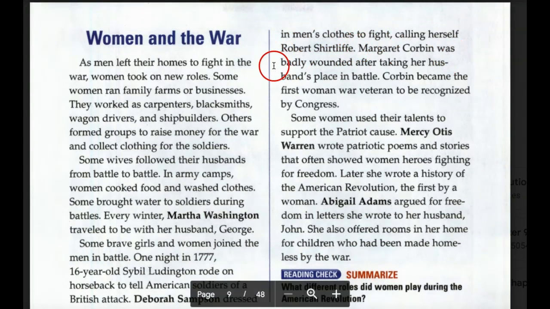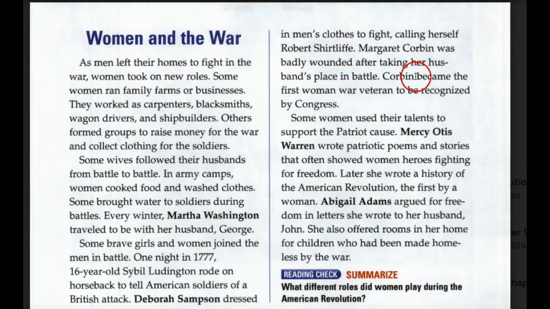Margaret Corbin was badly wounded after taking her husband's place in battle. Corbin became the first woman war veteran to be recognized by Congress. Some women used their talents to support the Patriot cause.